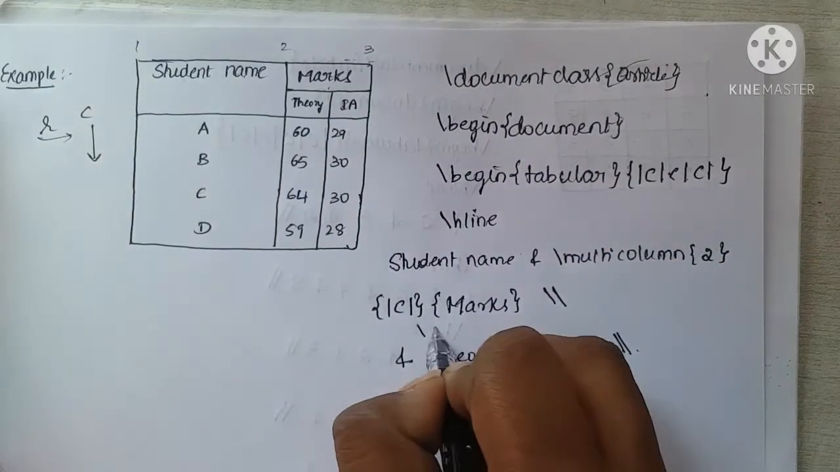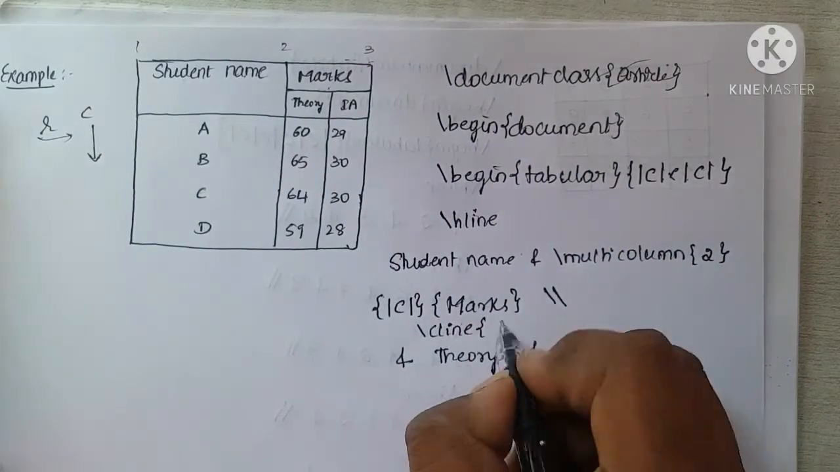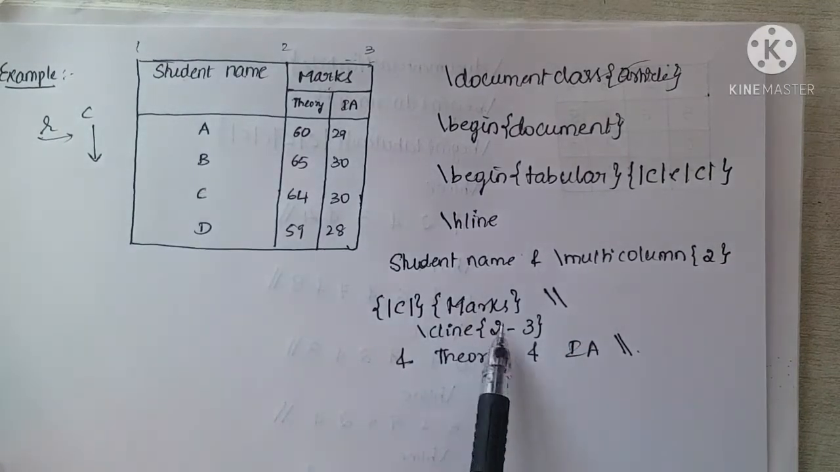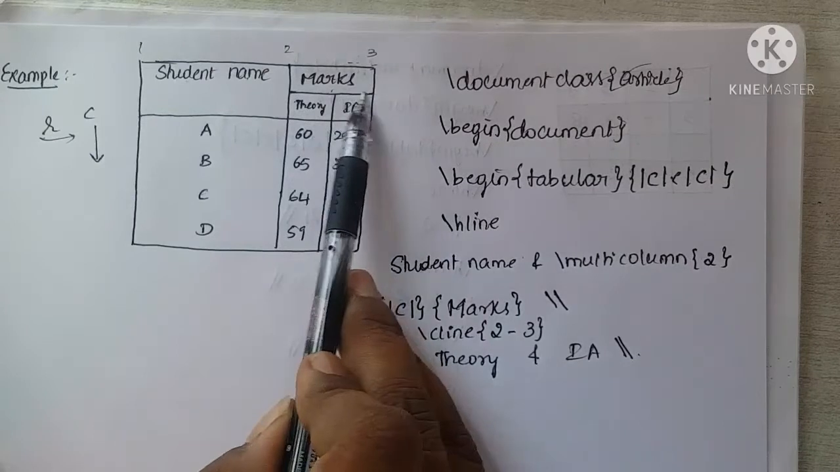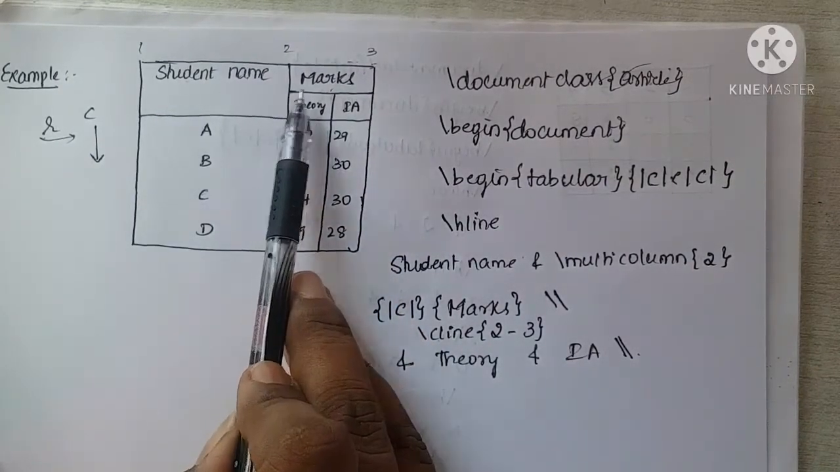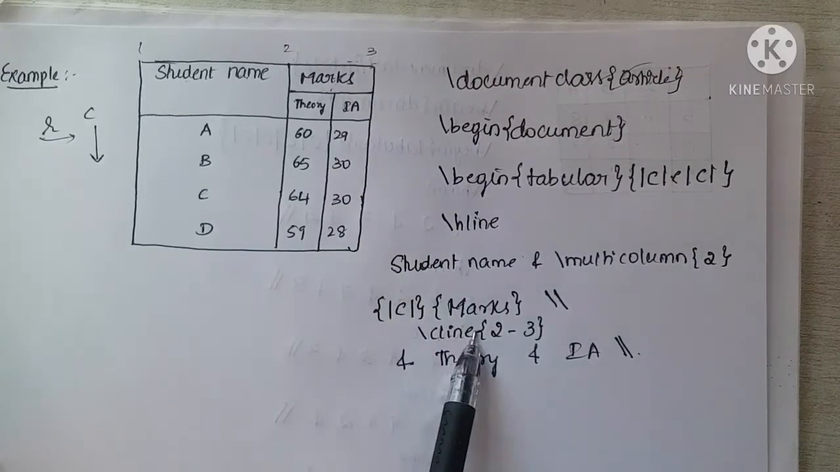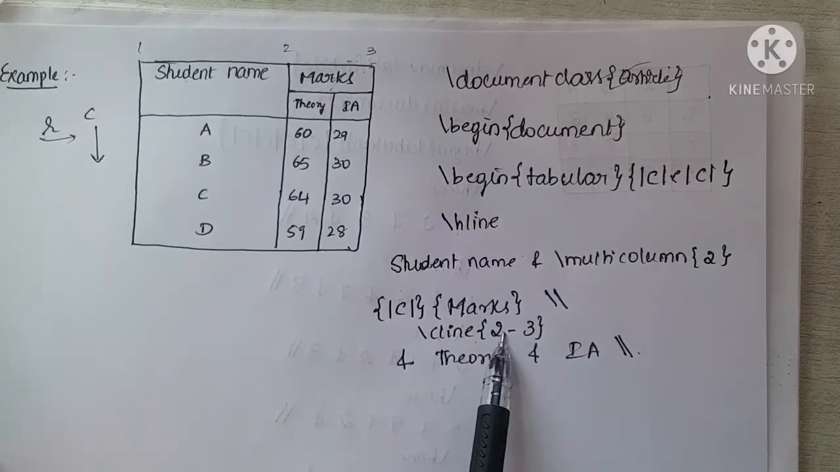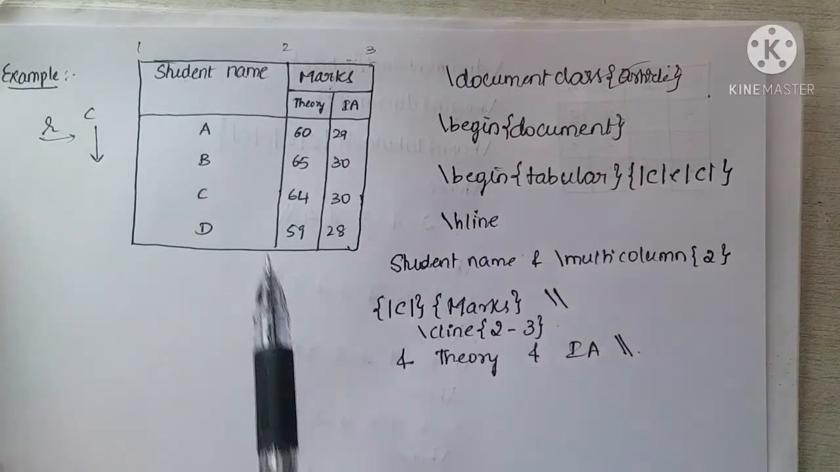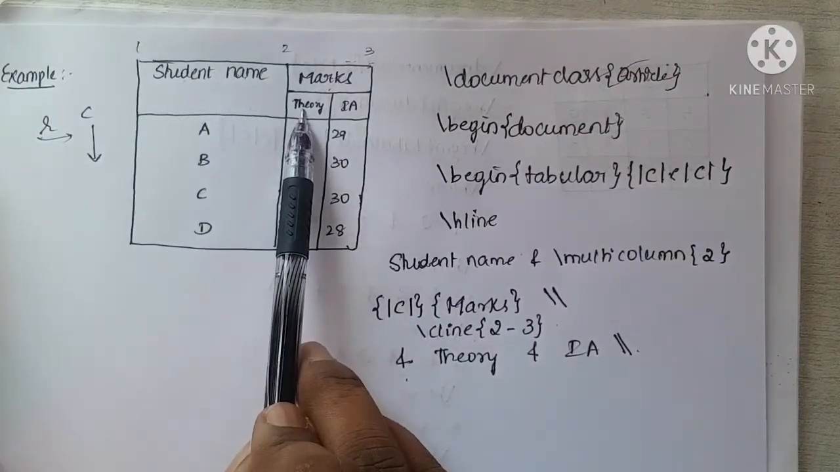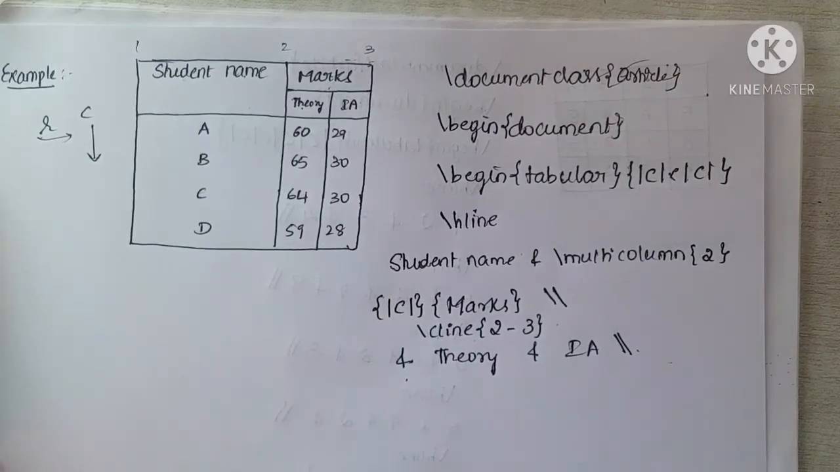The command is backslash cline within flower brackets 2-3. Why am I giving it after marks? Because we need that line there. The cline is from the second column to the third column. So backslash cline 2-3. After that you move to the next row. If you move to the next row, here there is nothing. So blank and theory and IA.